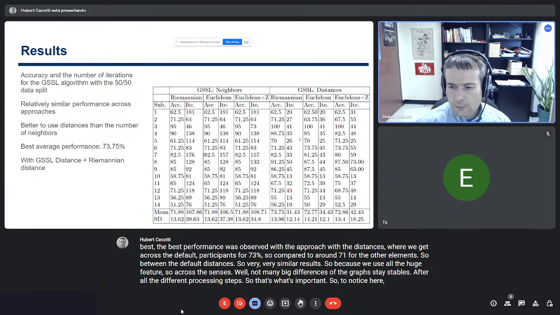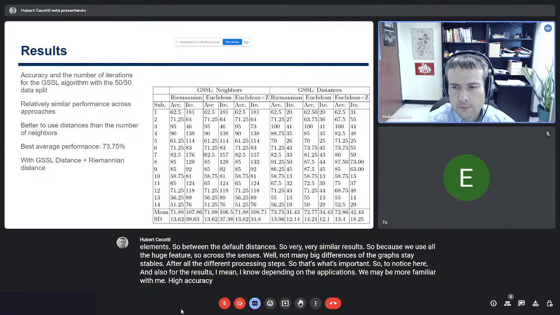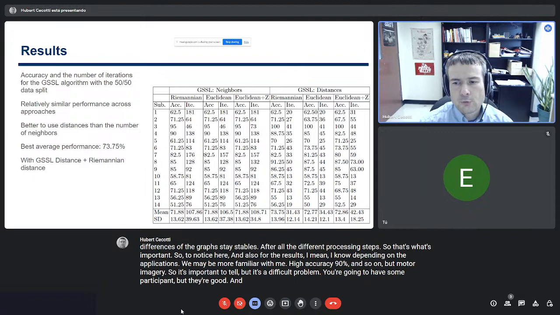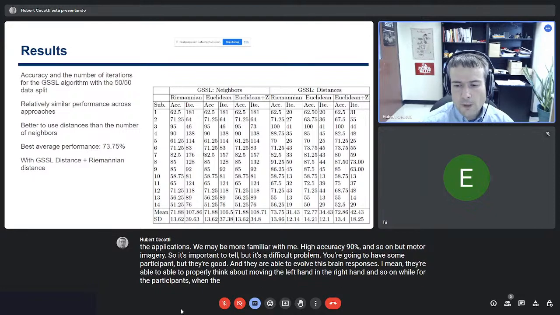And also for the results, depending on the applications, we may be more familiar with high accuracy, 90% and so on, but for motor imagery it's important to tell that it's a difficult problem. You're going to have some participants who are good and able to evoke these brain responses. I mean, they're able to properly think about moving the left hand, moving the right hand, and so on. While for other participants, the results are going to be quite poor.